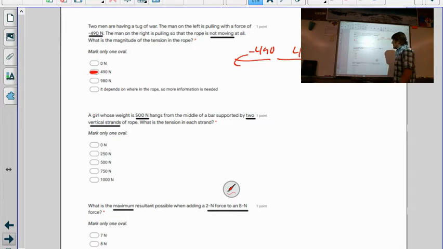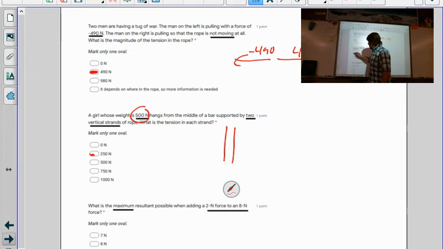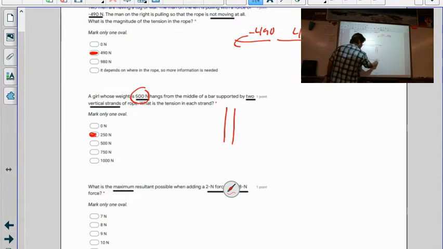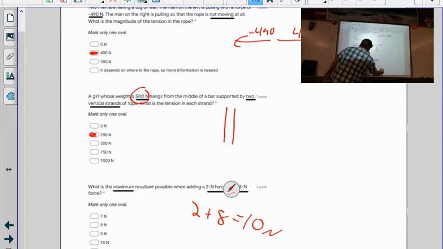That is static equilibrium. A girl whose weight is 500 newtons is hanging from two strands vertically. Each one is supporting half of her weight. That means 250 newtons. What is the maximum resultant possible when you have a 2 Newton and 8 Newton force? 2 plus 8 is 10 newtons, so 10 newtons would be the maximum possible resultant. The minimum would be 8 minus 2, which would be 6 newtons.